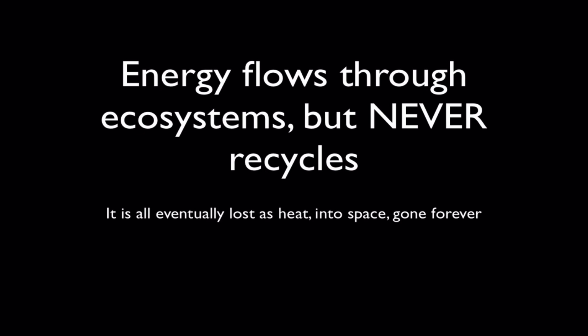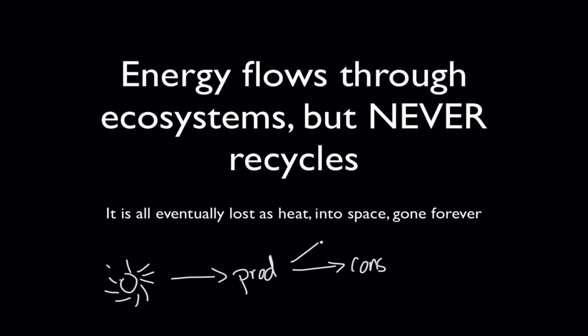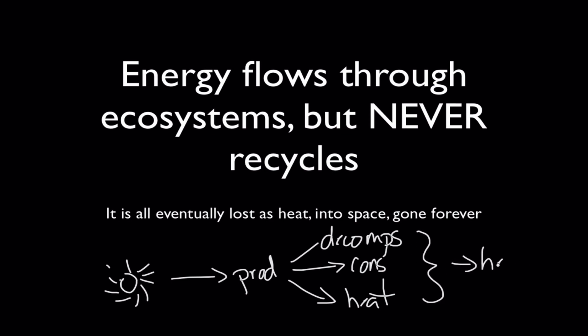Always remember that energy flows through ecosystems, but it's never recycled. You never get a loop. The energy starts out coming from the sun for the most part. It goes to producers. Then it goes into food chains and food webs, to all the different consumers, including decomposers. And a lot of the energy, as it moves through the food chain, is lost as heat. Eventually, all this energy becomes heat.